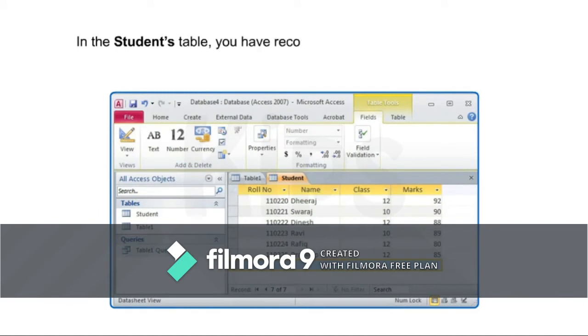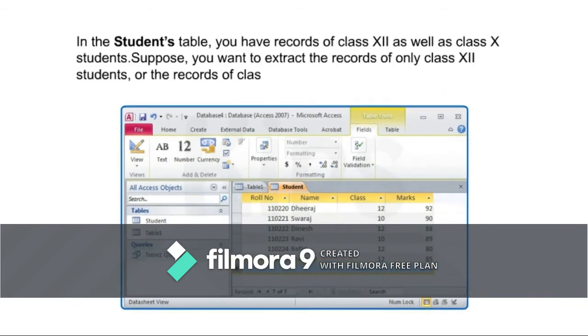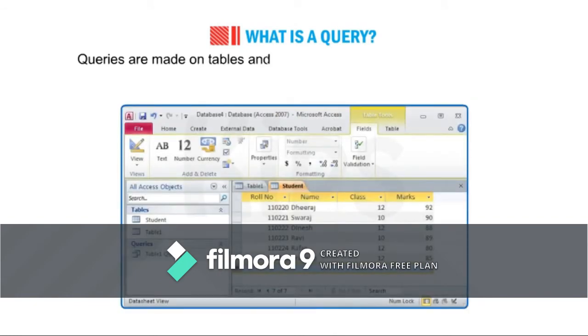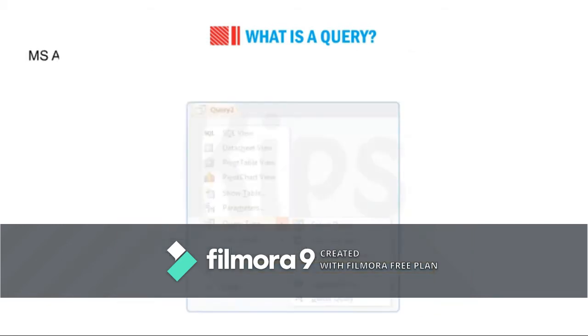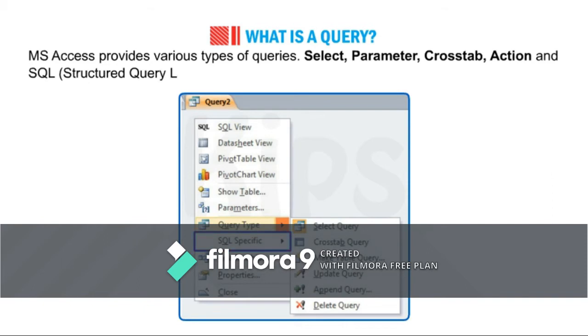Let us take an example. In the student table, you have records of class 12 as well as class 10 students. Suppose you want to extract the records of only class 12 students or the records of class 10 students scoring more than 70 marks. You can find this with the help of queries. Queries are made on tables, and the result of a query is also displayed in the form of a table. The result which you get is a group of rows and columns with a set of records that matches the given condition. MS Access provides various types of queries: select, parameter, crosstab, action, and SQL, structured query language.